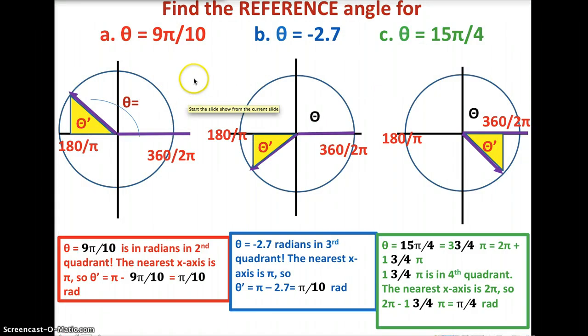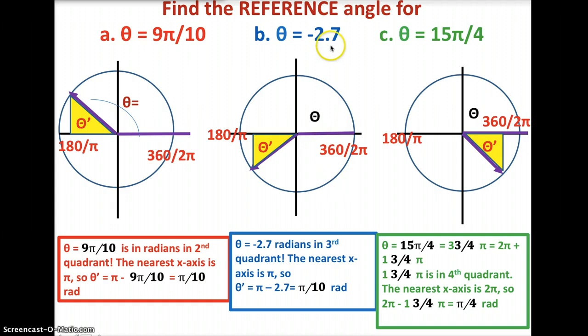Take the reference angle and put it in radians. Here we have 9 pi over 10. Now 9/10 is less than 1, so it's less than 1 pi, so that puts it here in the second quadrant. Remember, 1 pi is only 180 degrees. 2 pi is 360. So this is a second quadrant angle. The nearest x-axis is pi, so I should take pi and subtract the 9/10 pi from it, and I get 1/10 pi radians, and that would be the reference angle right here in this reference triangle.